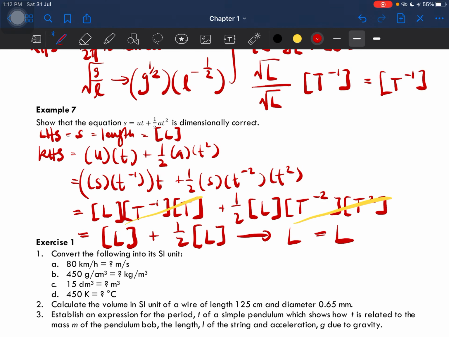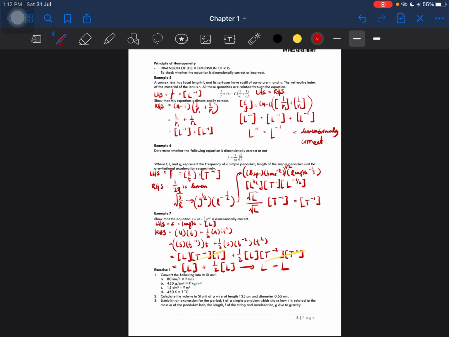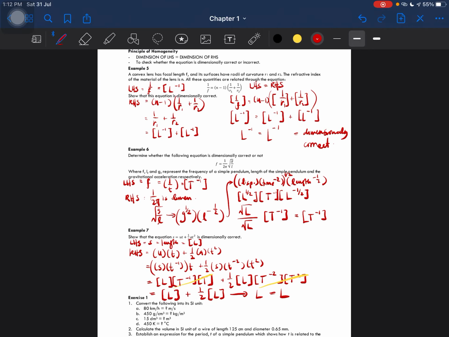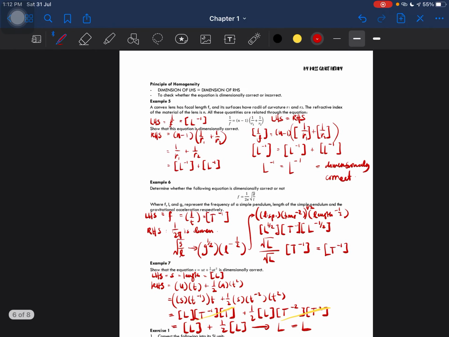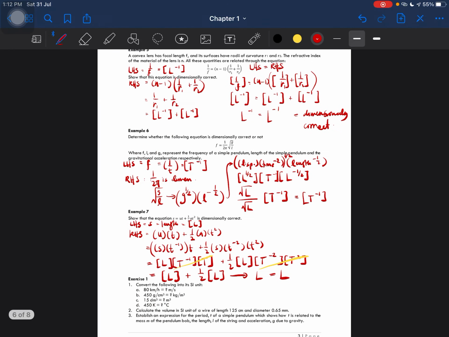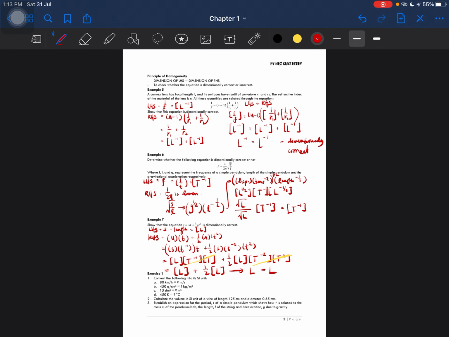Alright. So if you do not understand how I do this, feel free to message me on Telegram so that I can explain in more detail which part you do not understand. Okay. So that is all of our examples for subtopic 1.1.